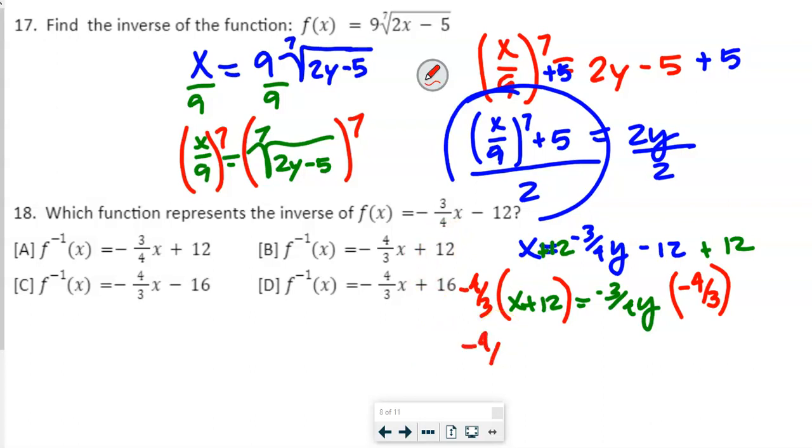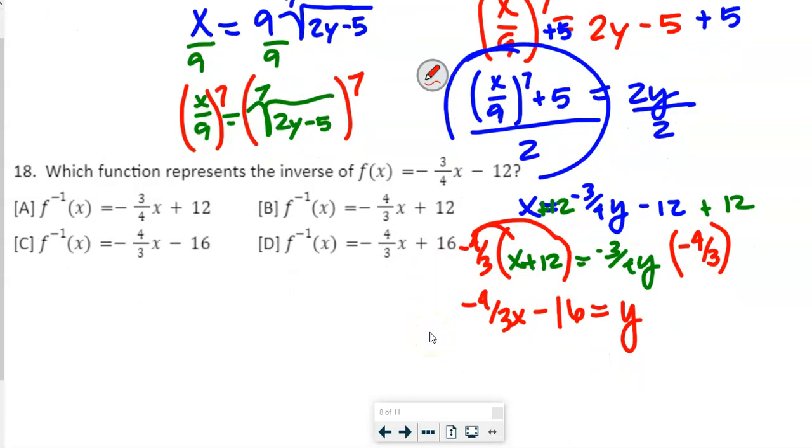So negative 4/3 x, and a negative times a positive is a negative. And if we multiply negative 4 times 12, we get negative 48. Negative 48 divided by 3 is negative 16. And again, just multiply this. Remember, you got to distribute this to both numbers. And when you do negative 4/3 of 12 in the calculator, you get negative 16. And that takes no thought at all. Just do it in the calculator.